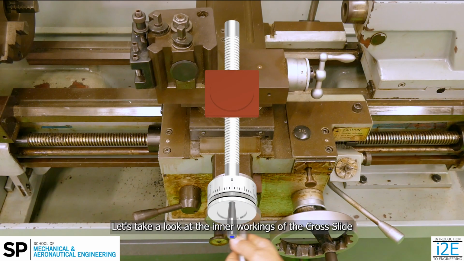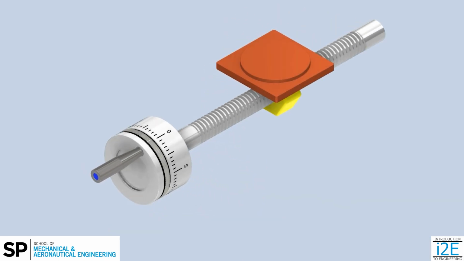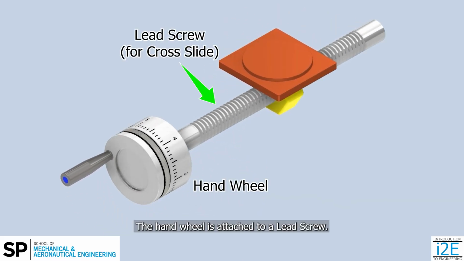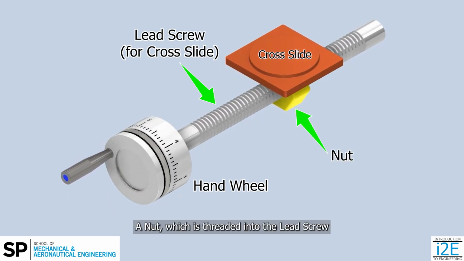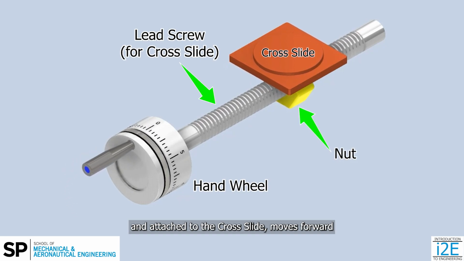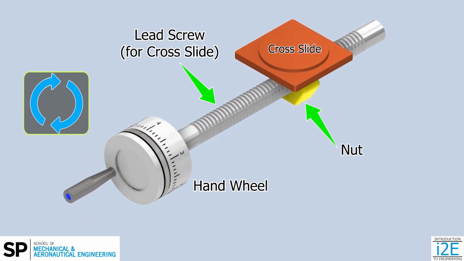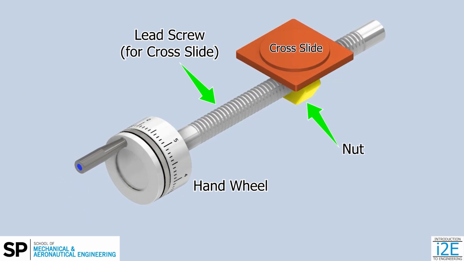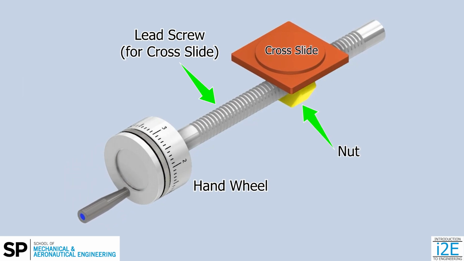Let's take a look at the inner workings of the cross slide when its handwheel is rotated. The handwheel is attached to a lead screw. A nut, which is threaded onto the lead screw and attached to the cross slide, moves forward as the handwheel is rotated clockwise. The nut moves back when the handwheel is rotated counterclockwise.